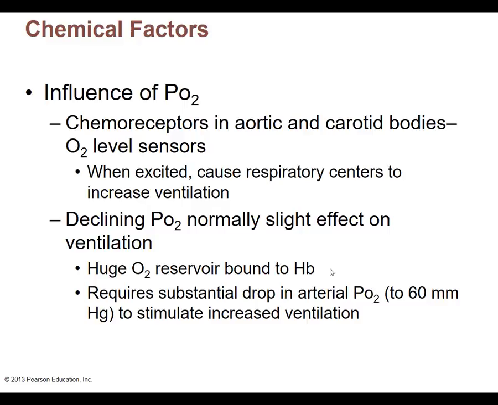The main reason is that we have a huge oxygen reservoir attached to all those hemoglobins. If you remember, 98% of our hemoglobins are fully full of oxygen. So it requires a substantial drop in our arterial oxygen levels to stimulate increased ventilation. That substantial drop goes all the way down to 60 millimeters of mercury versus the normal 100 millimeters of mercury. So you need a big drop in oxygen levels to start triggering or affecting our breathing rate.